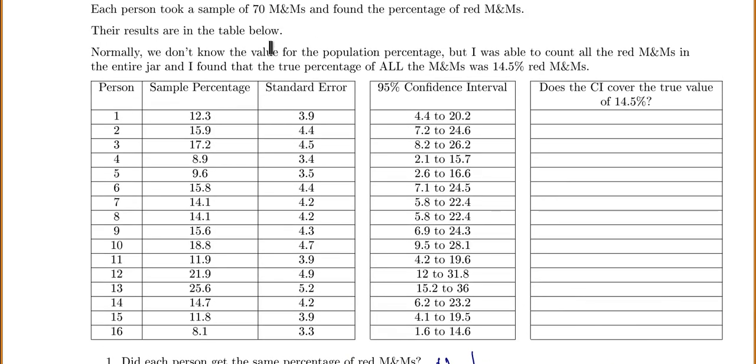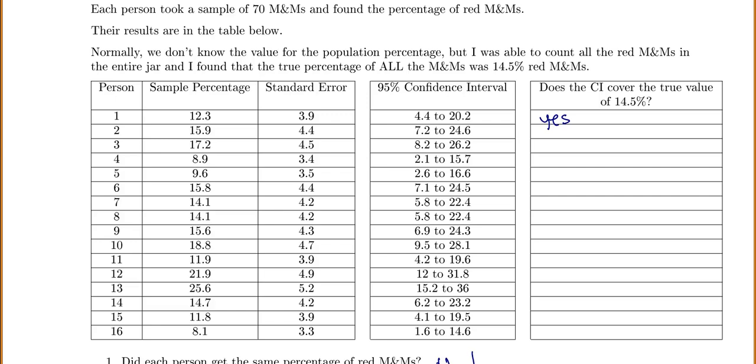Now, usually we don't know the value for the population percentage, so usually the exact value is unknown. But I was able to count all the red M&Ms in the entire jar. And I found that the true percentage for all of the M&Ms in this jar was 14.5%. So the question I'm asking you is, do each of these confidence intervals contain the true value of 14.5%? So person 1 went from 4.4 to 20.2, and they were 95% confident that the true value was inside that range.